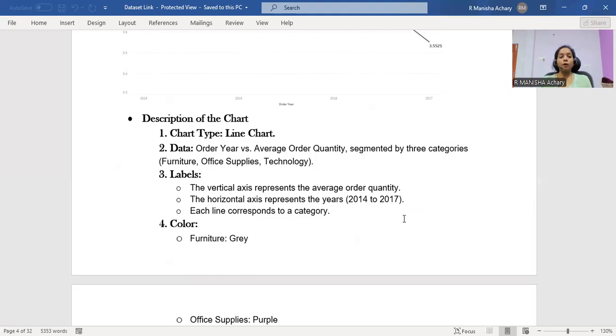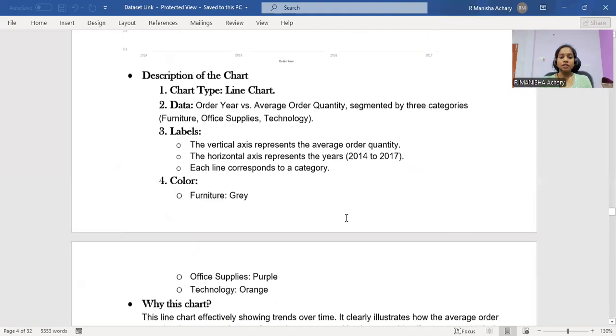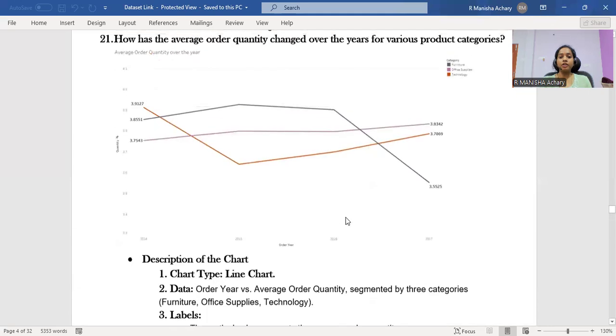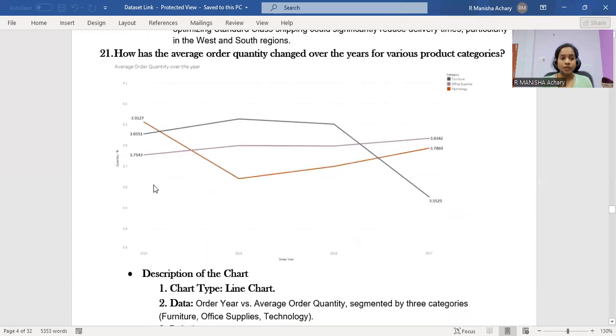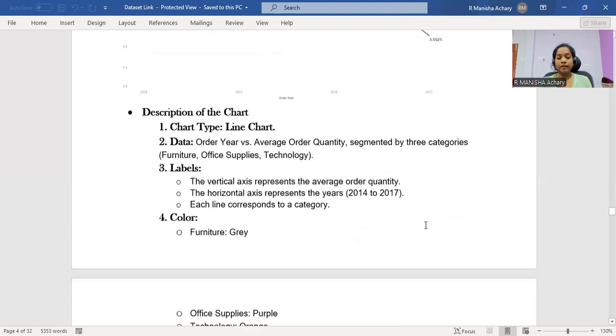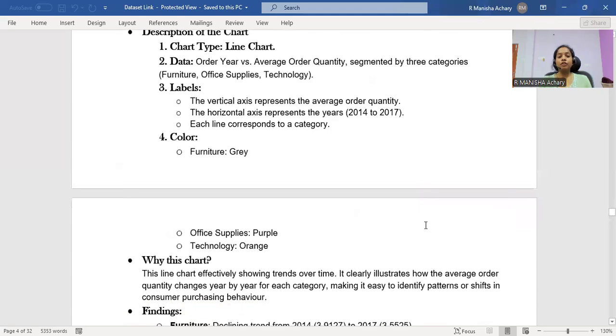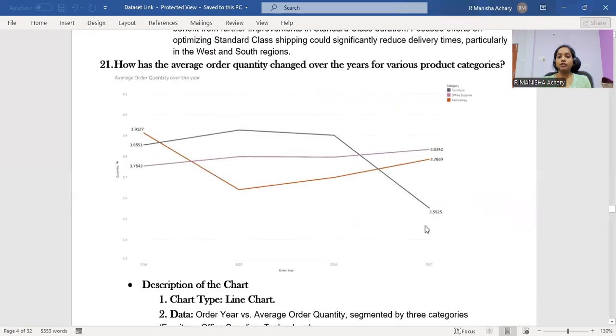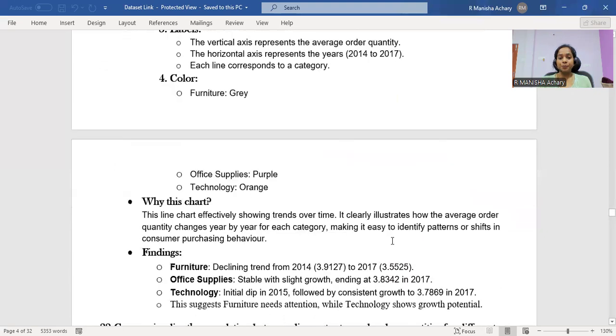The product categories are furniture, office supplies, and technology. The vertical axis represents the average order quantity, and the order year runs from 2014 to 2017. Color: for furniture I have used gray, for office supplies purple, and for technology orange. Labels show the minimum and maximum.